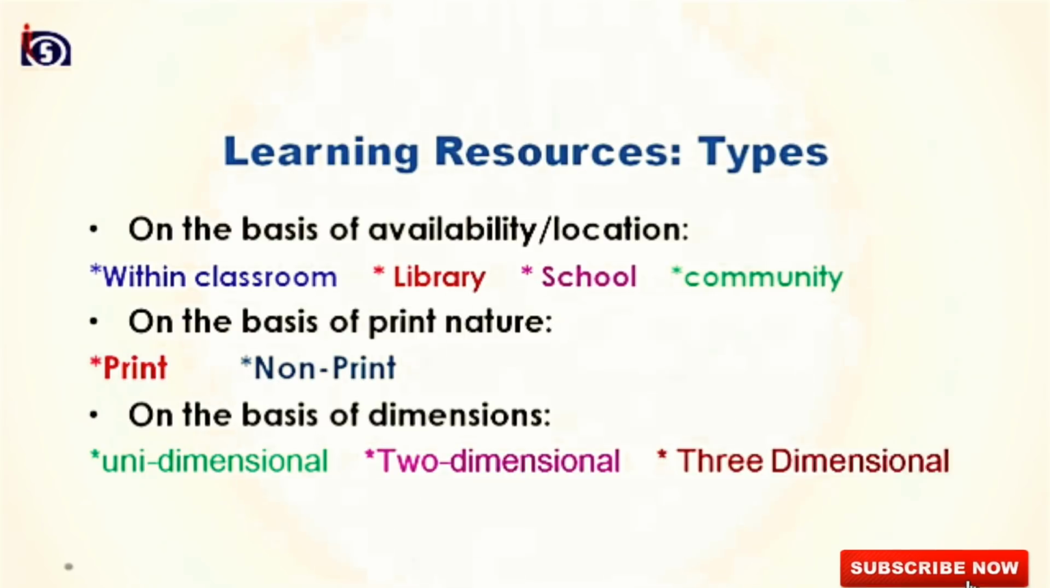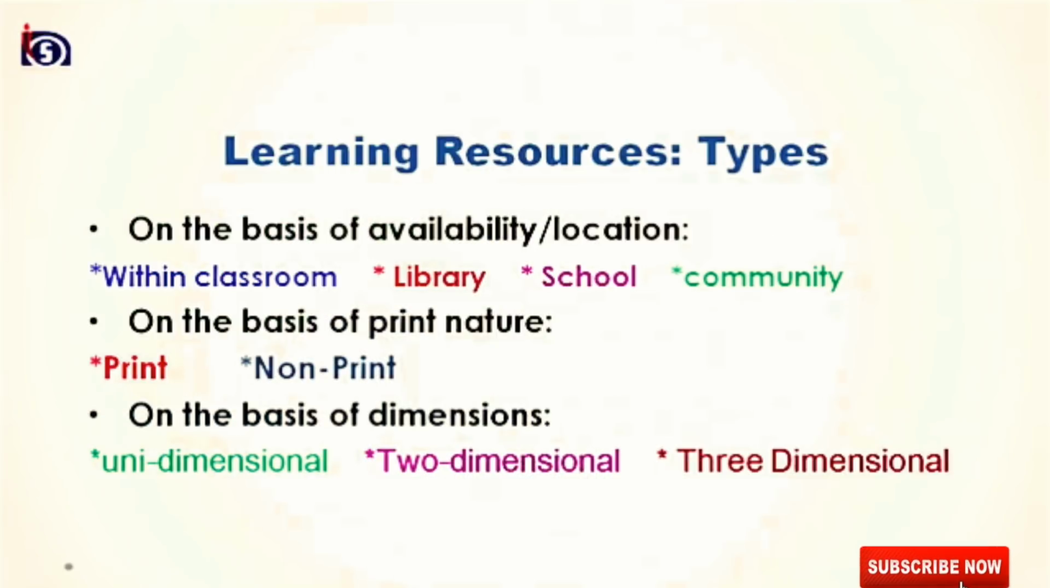For example, we have trees, water taps, or other things which can be used to exemplify something in the classroom which is related to the content to be delivered. Then we have learning resources which are available within the community. For example, if a museum is there in a community, it can be used to teach history or a topic in history to our students.